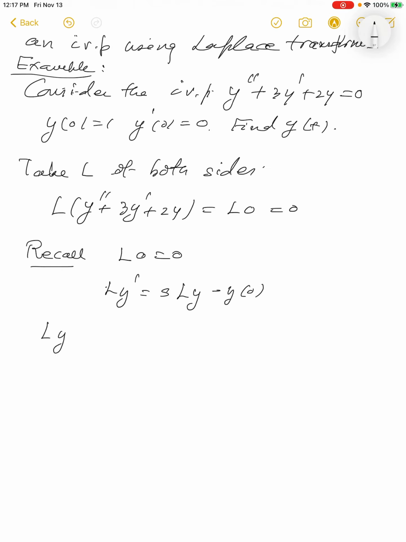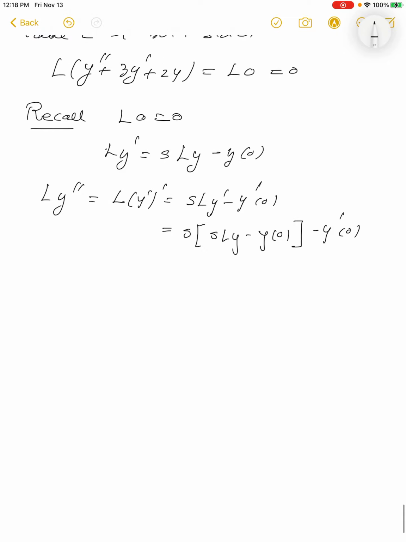And so now I will derive a formula for L of y double prime. L of y double prime will be L of y prime's prime, so it is going to be s times L of y prime minus y prime 0. Now I write L of y prime as s times L of y minus y0. So this gives you a formula for the Laplace transform of the second derivative. It will be s square L of y minus s y0 minus y prime 0.